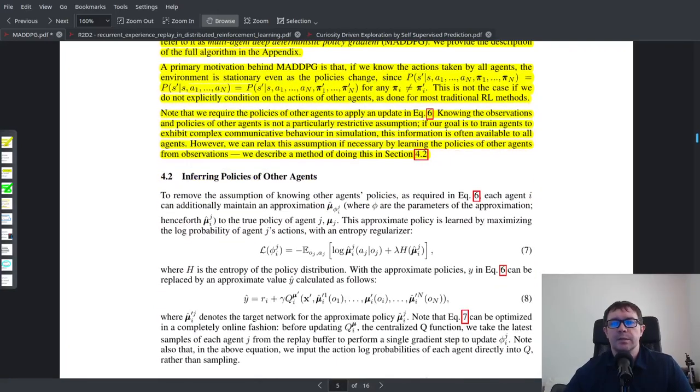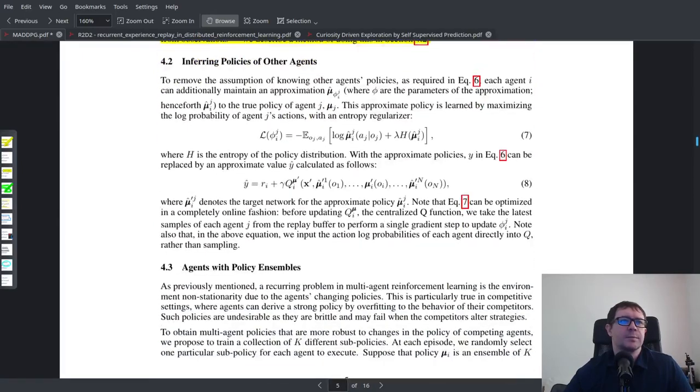In these next couple of sections, they talk about stuff like inferring the policies of other agents, as well as acting with ensembles of policies. And in particular, that policy ensemble idea is pretty cool. The basic idea is that as you train, the agent can overfit to its competitor's strategy, so it learns to beat just that competitor. And naturally, these policies evolve over time, so when that competitor's policy changes, your heroic agent is kind of screwed because it doesn't know what to do.